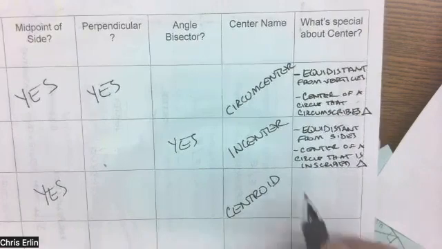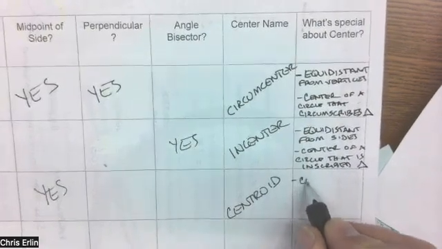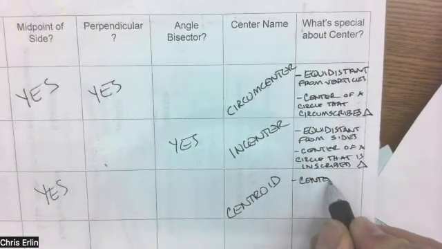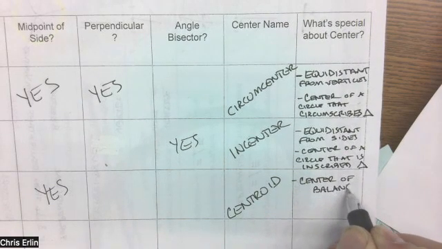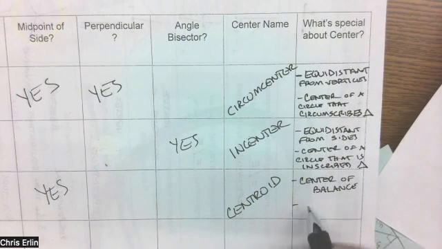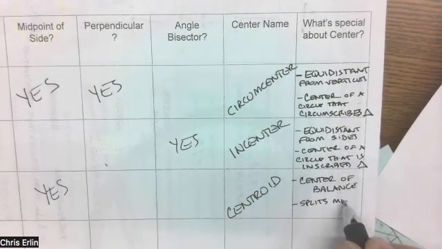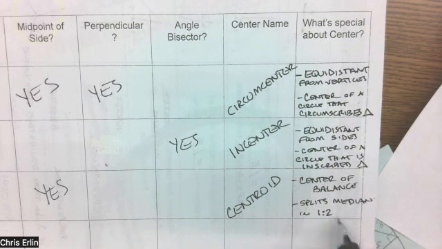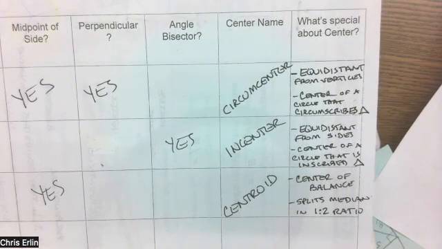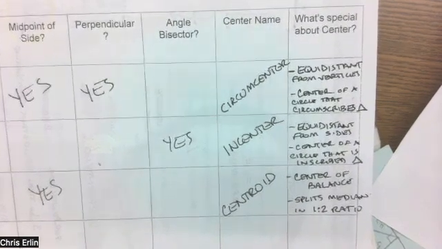And this has actually two features. One we've already talked about. It's the center of balance. The second one we haven't talked about yet. It splits the medians in a 1:2 ratio. We'll talk more about that in just a second.